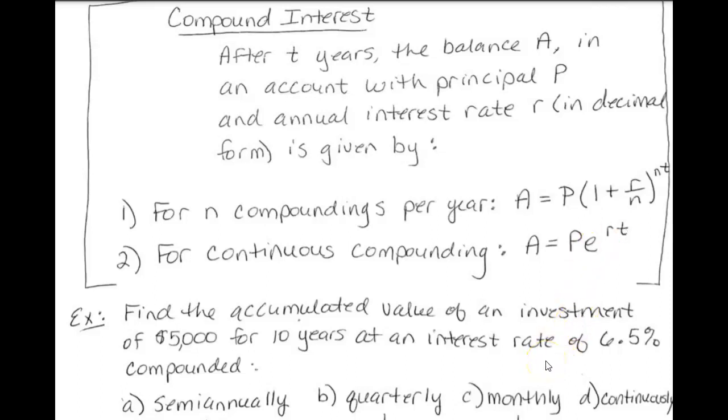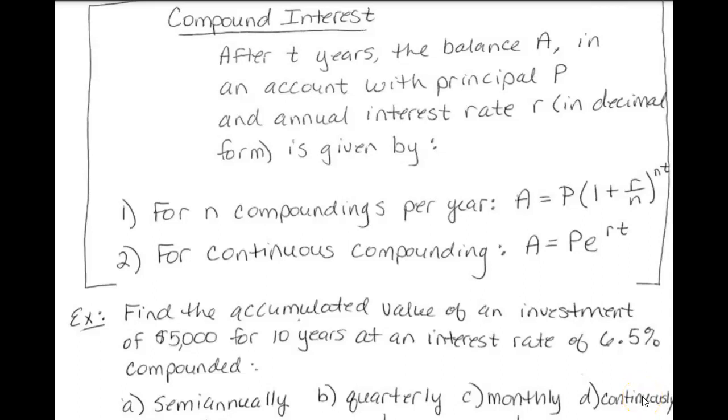So we're going to try an example that utilizes both formulas. It says find the accumulated value, that means A, of an investment of $5,000 for 10 years at an interest rate of 6.5%, compounded semi-annually, quarterly, monthly, and continuously. So we're calculating 4 different numbers here.